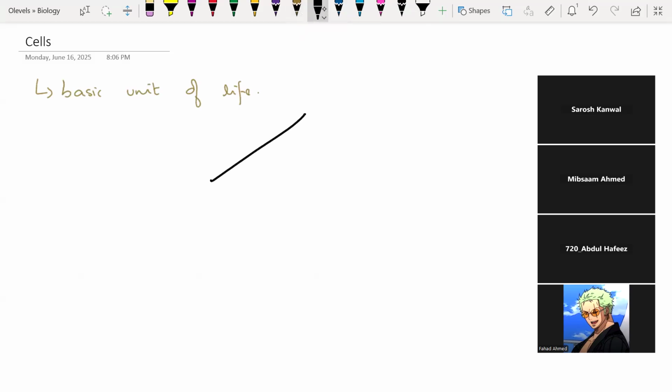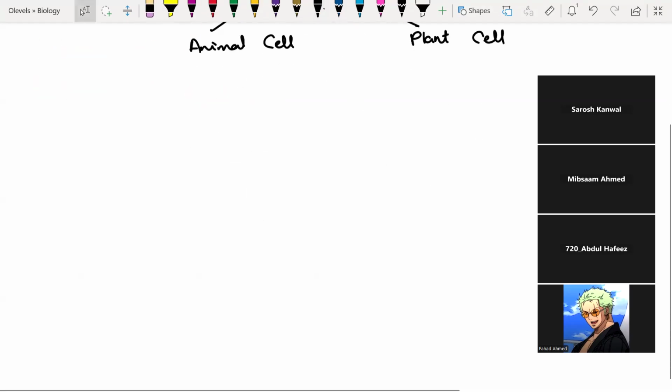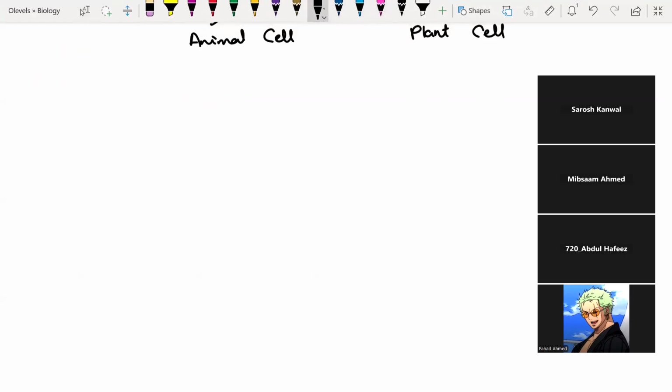Now we know that we have two important kinds of cells. The first one is the animal cell, and the other one is the plant cell, right, children? Yes, ma'am. So first we'll take a closer look at what an animal cell is. How does that look? What are the components that are contained inside the animal cell?